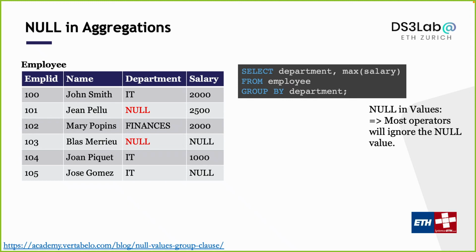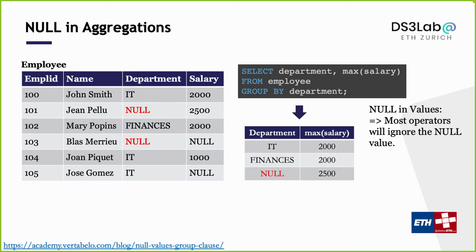In this case, most of the operators, actually not all of them, will ignore the null value. So if you do this, it's going to return these three different tuples. For the IT group, it's going to take the max between 2,000, 1,000, and null. It's going to just ignore the null value and give you 2,000. Make sense? And for the null group, it's going to do the max between 2,500 and null, right? It's going to give you 2,500, simply ignoring the null value.